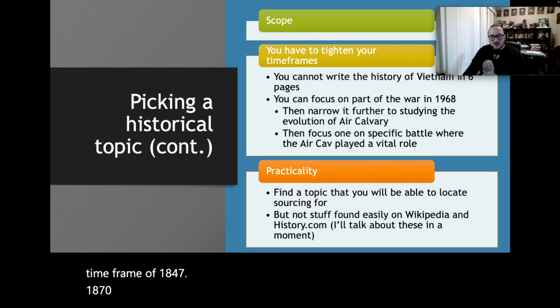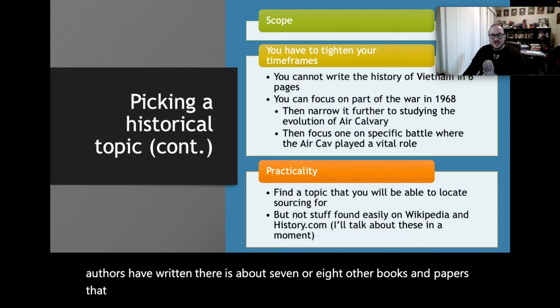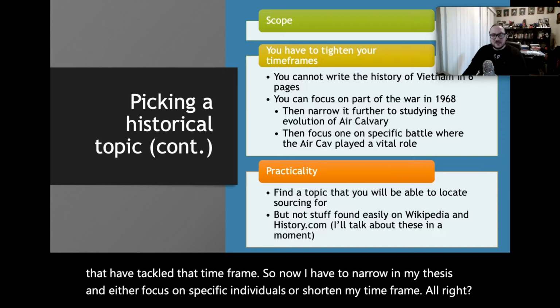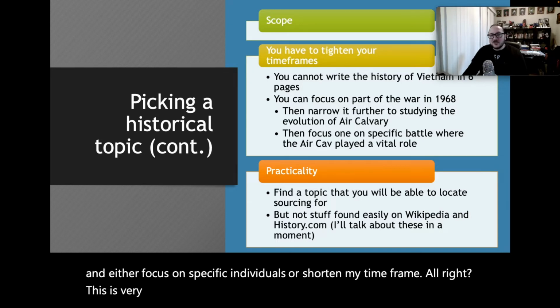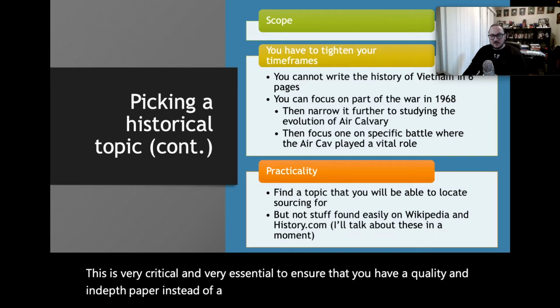And as I've gone through my research and looked at what other authors have written, there are about 7 or 8 other books and papers that have tackled that time frame. So now I have to narrow my thesis and either focus on specific individuals or shorten my time frame. All right. This is very critical and very essential to ensure that you have a quality and in-depth paper instead of a broad paper that covers pretty much nothing but something you could find in an encyclopedia.